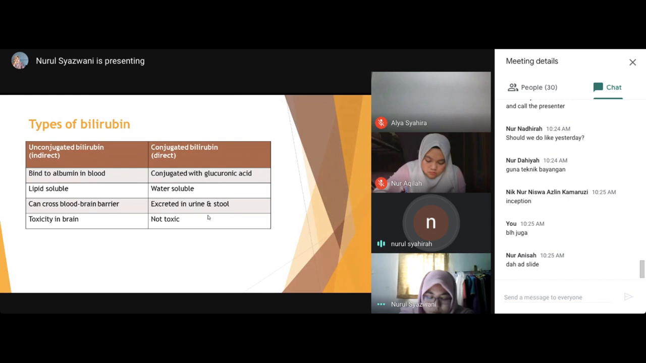The unconjugated can cross the blood-brain barrier, and the conjugated can be excreted in urine and sperm. The unconjugated can cause brain toxicity, and the conjugated is not toxic.